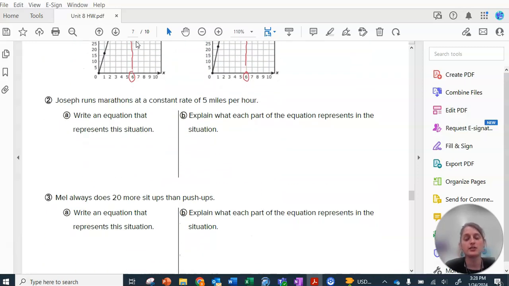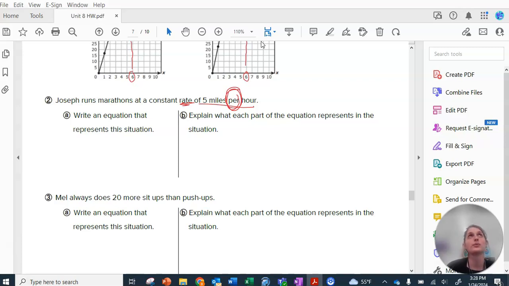Joseph runs marathons. Holy cow, marathons are incredibly long running races. They're like 26 point, I want to say 2 miles of running all at once. And he has a constant rate of 5 miles per hour. Write an equation that represents this situation. The word per tells us we're dealing with something multiplicative. Rate is also a clue that we're dealing with a multiplicative relationship. The things that can change are the miles and the hours. So hours you're running, total miles you went.